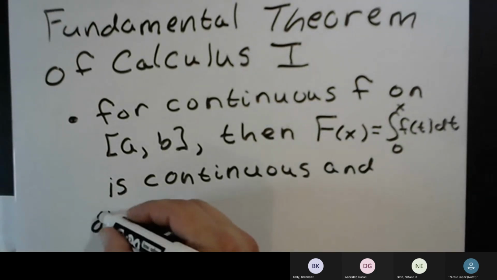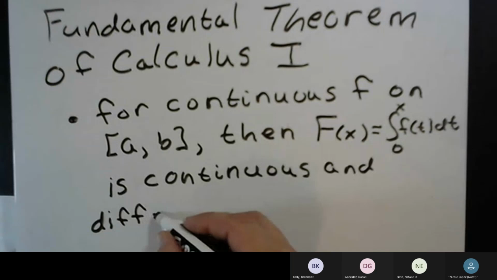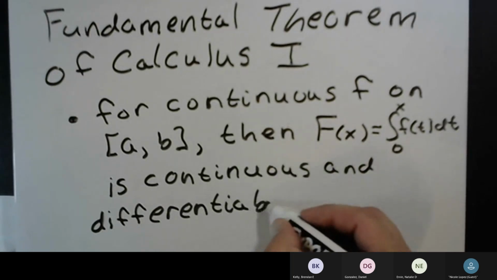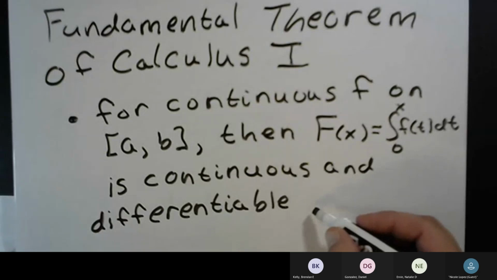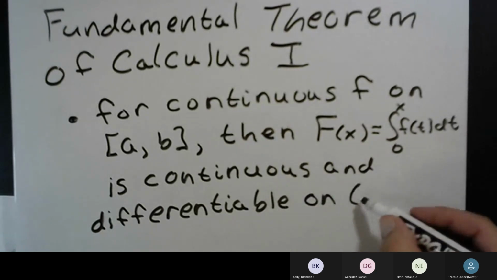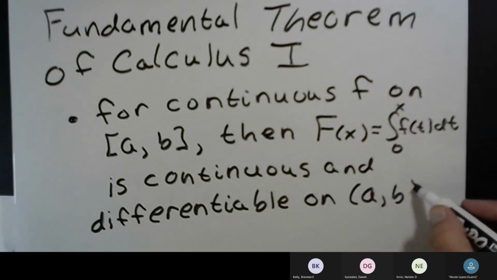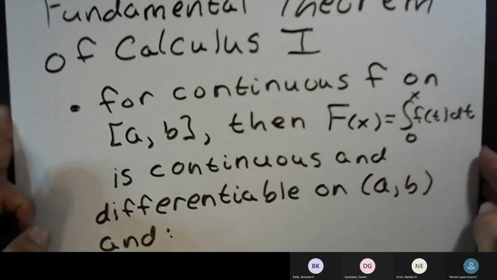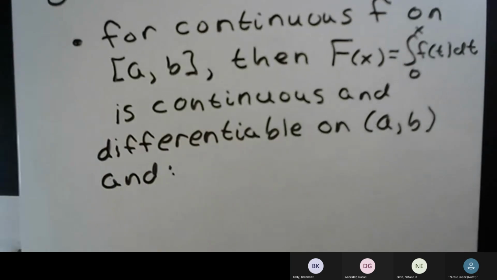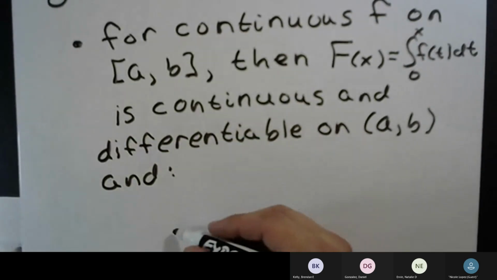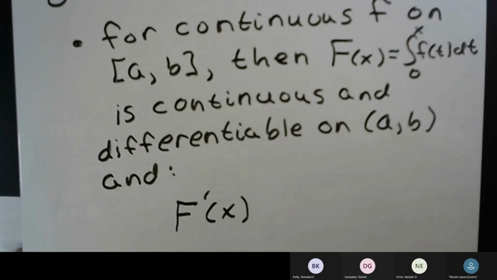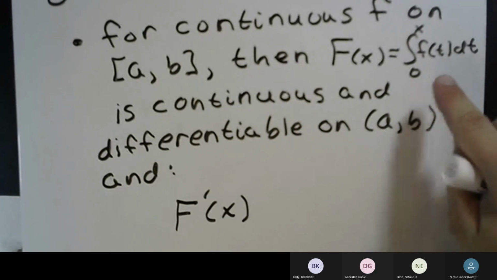And differentiable on AB. And here we go. And the derivative of this sort of unusual function.